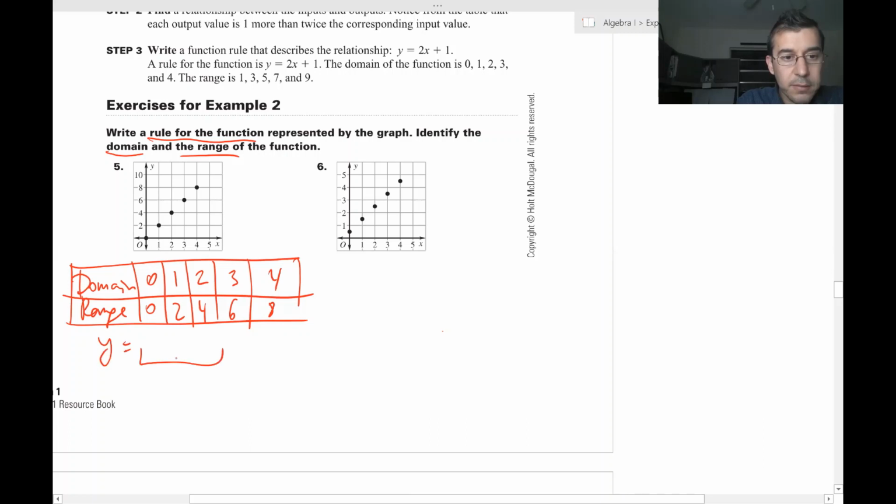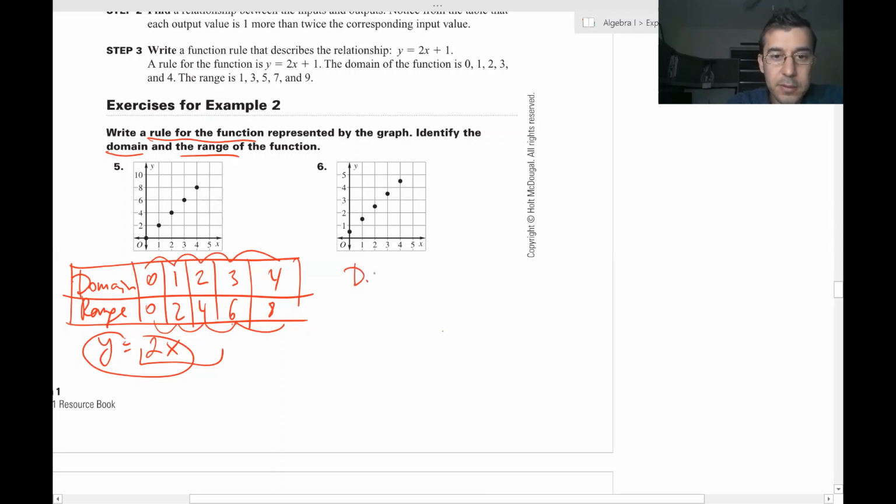The function is going to be, see the domain values, they increment by 1. The range values increment by 2. So this will be 2x. Let's see if this works. When x is 0, 2 times 0 is 0. When x is 1, 2 times 1 is 2. When x is 2, 2 times 2 is 4. 2 times 3 is 6. 2 times 4 is 8. So yes, y equals 2x is the function.